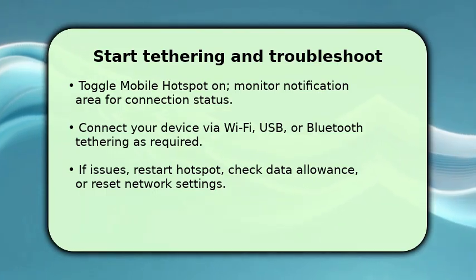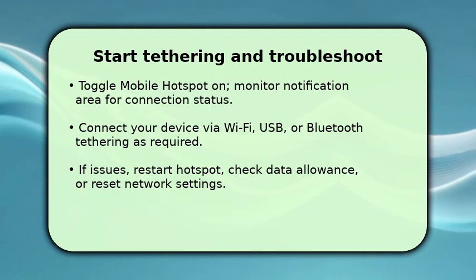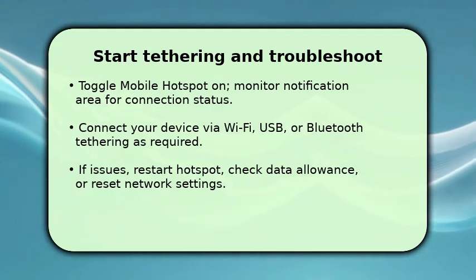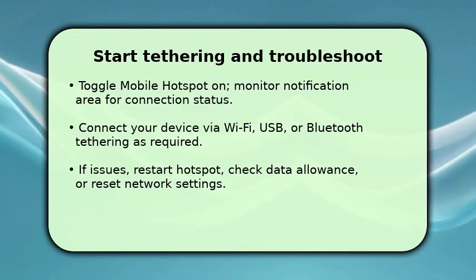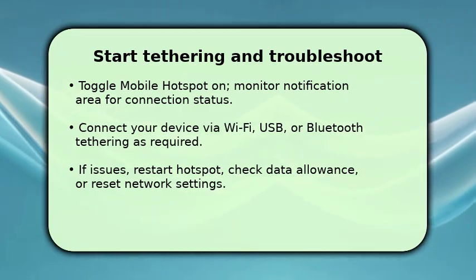If something fails, restart the hotspot and your phone, confirm you haven't hit your data cap, and try resetting network settings if necessary. This often resolves stubborn IP or DHCP issues.